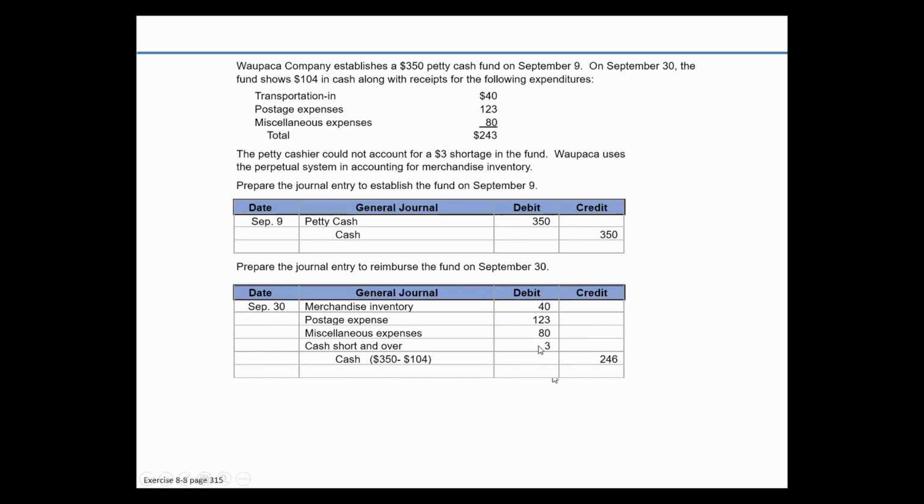So all of this here would equal this. And then that 243, along with the cash that we have already in the petty cash fund, will bring us back to what should be in there.